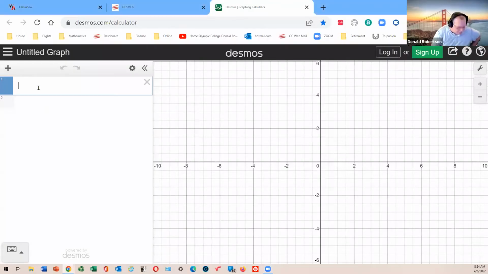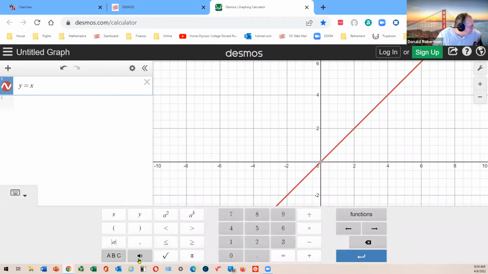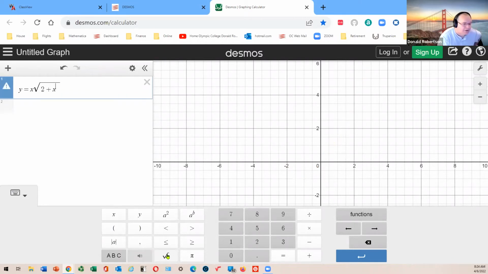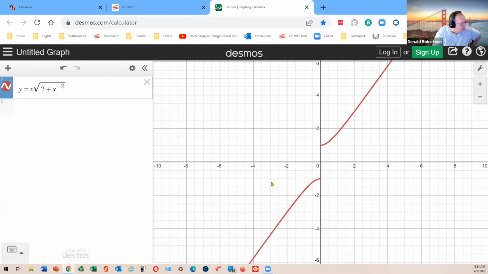Right, so we're going to go into Desmos, and we're going to sketch that weird function that they just gave us. And so I'm going to go here. I'm going to type y equals x. Hit that little guy there. Put in the square root symbol. And what was it? It is 2 plus x to the power of negative 2. And there we go. I don't know if you were expecting that, but isn't this essentially a piecewise function?